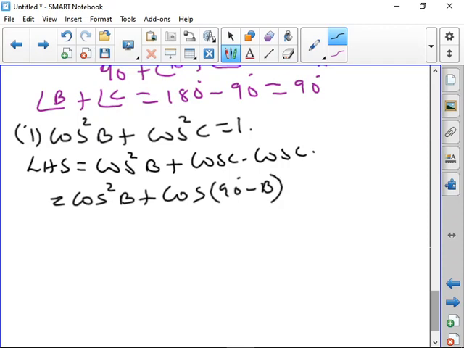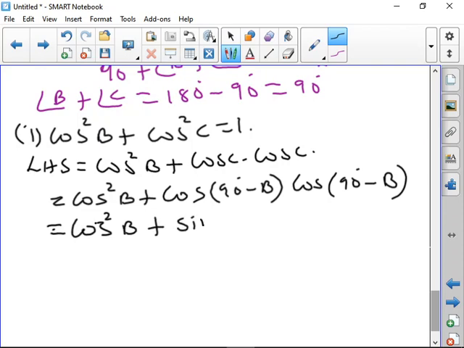Similarly, write this also. So cos (90 minus B). What is cos (90 minus theta)? Sin theta. So this is cos square B plus sin B into sin B. So what you will get? Sin square B, which is equal to 1, which is the right hand side.